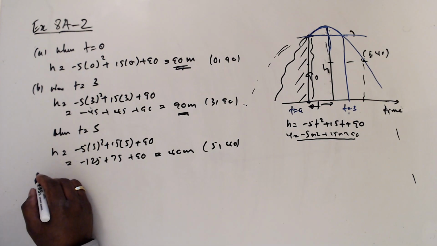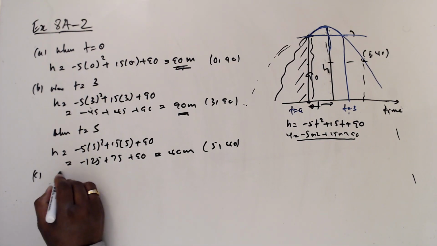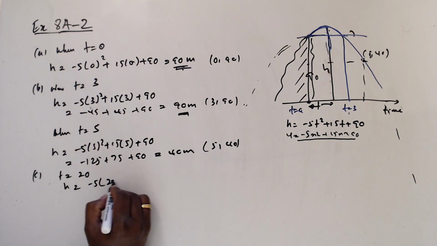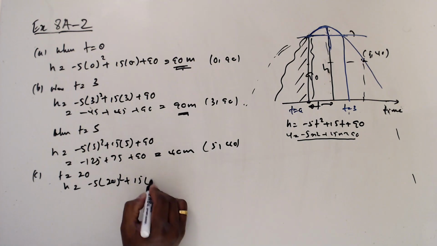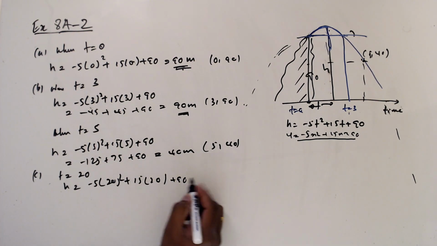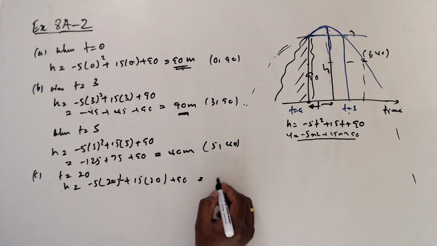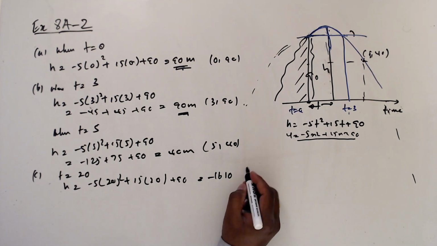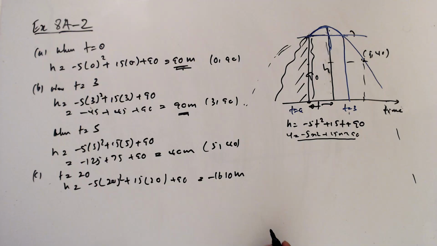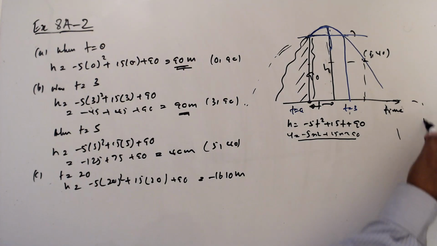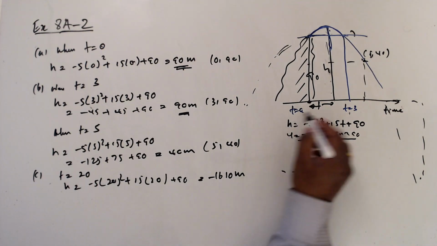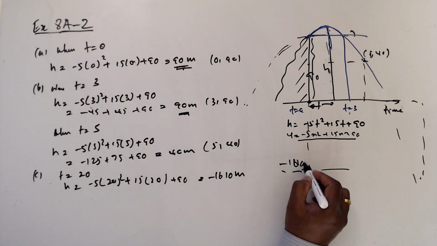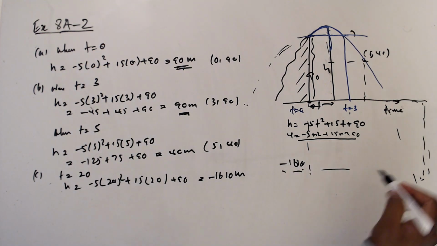So part C, when t equals 20, h is going to be minus 5 times 20 squared plus 15 times 20 plus 90. So this is going to be minus 1610 meters. So this is below the sea level. So it's going to be something like this, minus 1610. It is below the sea level.